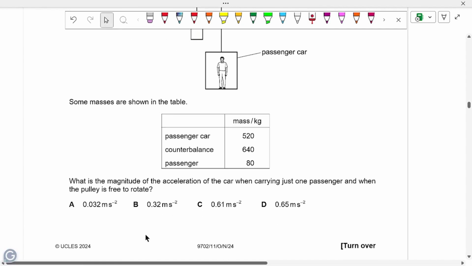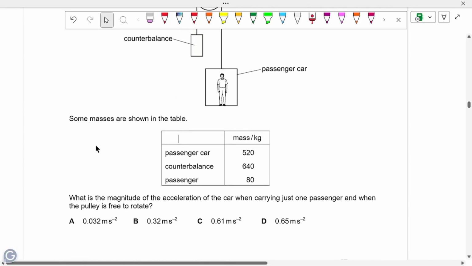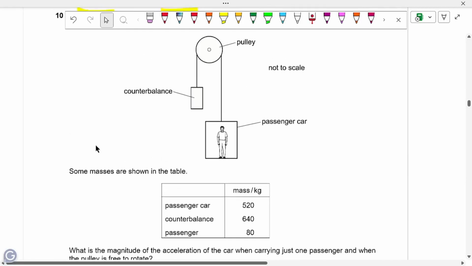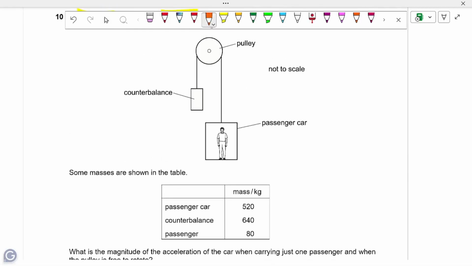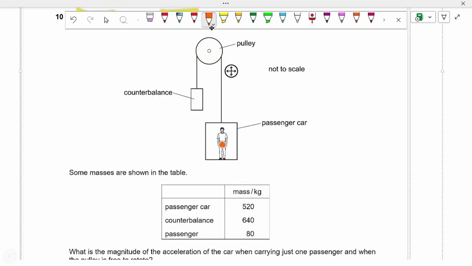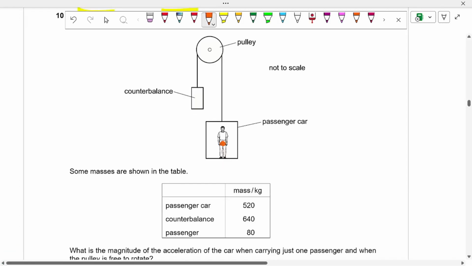What is the magnitude of the acceleration of the car when carrying just one passenger and when the pulley is free to rotate? Okay, let's think about this. So I have a passenger car. I expect the forces to be acting down, something that I just anticipate should happen. So I expect my forces like this. That's mg, for both the person and the car itself. So this person is pulling down, but this lift has to move up. So I expect a force upwards here.